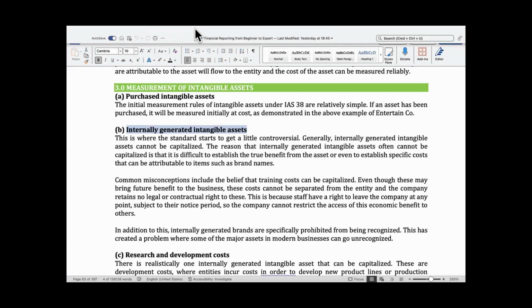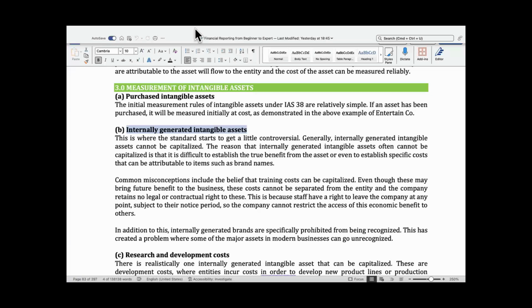We cannot say this is the amount of benefit we're expecting from goodwill. You cannot attach that, okay, out of the sales we have made this year, this is the one that relates to our goodwill, or this is the one that relates to the fact that we have a good name. Yes, we know it's adding to the revenue, but we cannot establish how much. We cannot reliably do that. So that's a major reason.